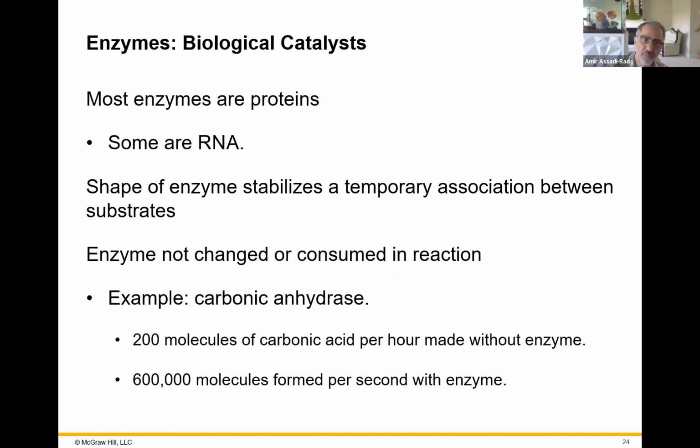Enzymes are biological catalysts. Most enzymes are proteins. Some are RNA. One enzyme is RNA, but most everything else is protein. The shape of the enzyme stabilizes the temporary association between substrates. Now we are getting to enzymes. We still have some time. Yes, enzymes are not changed or consumed in the reaction.